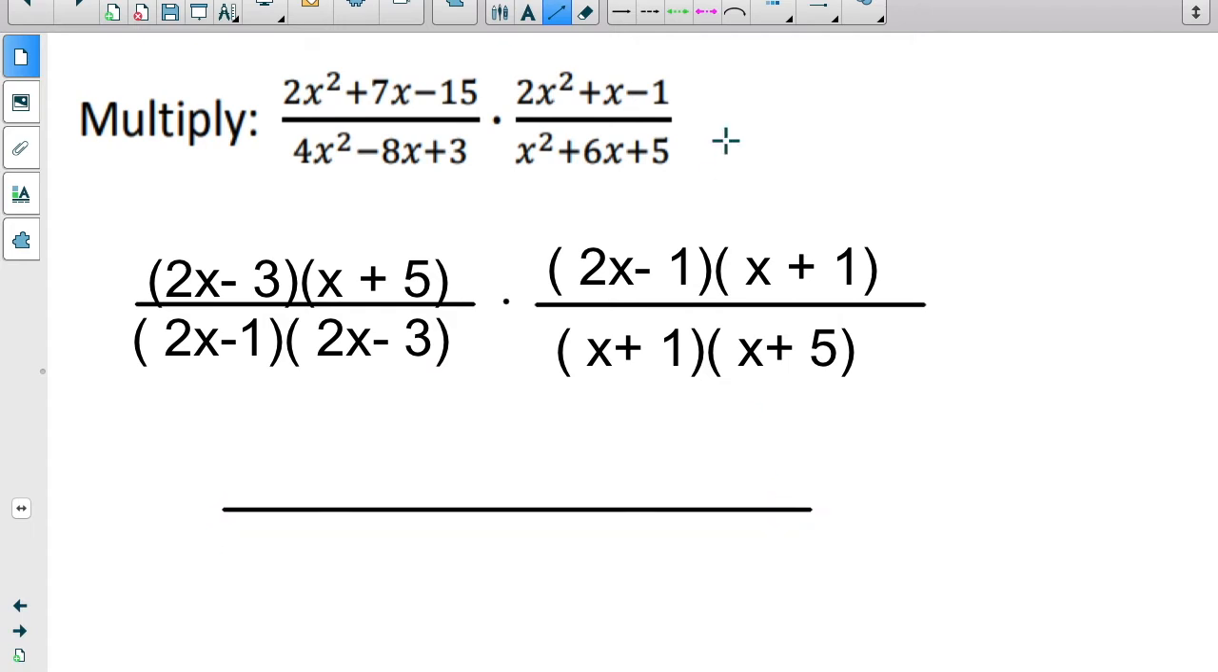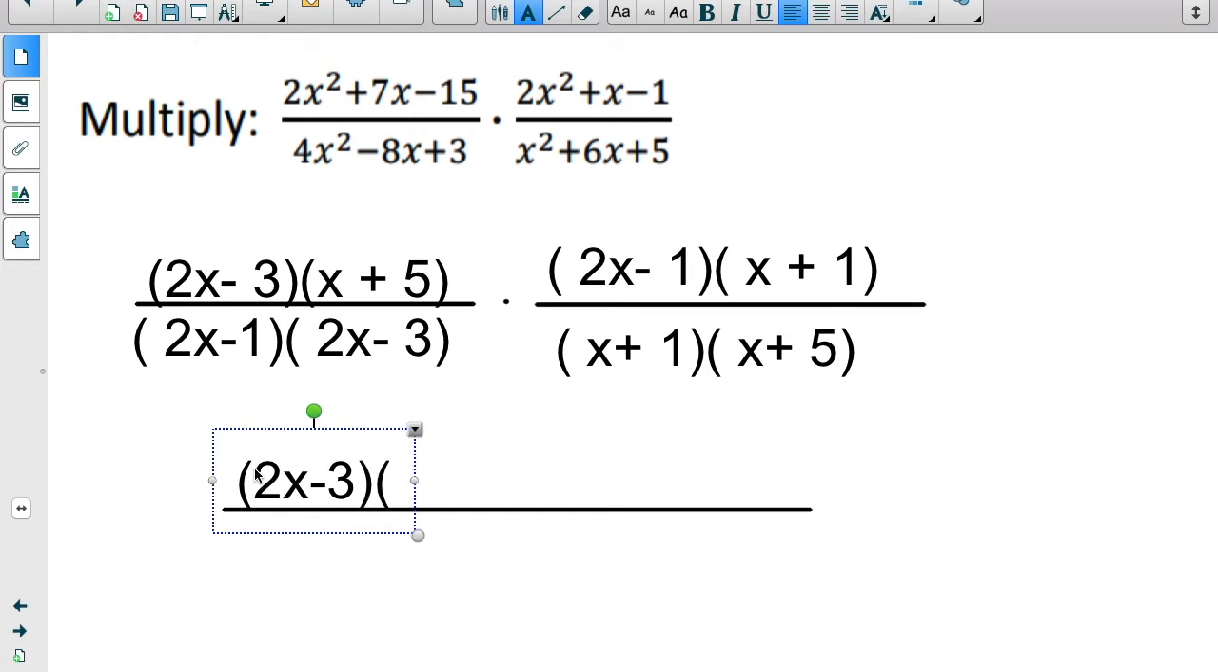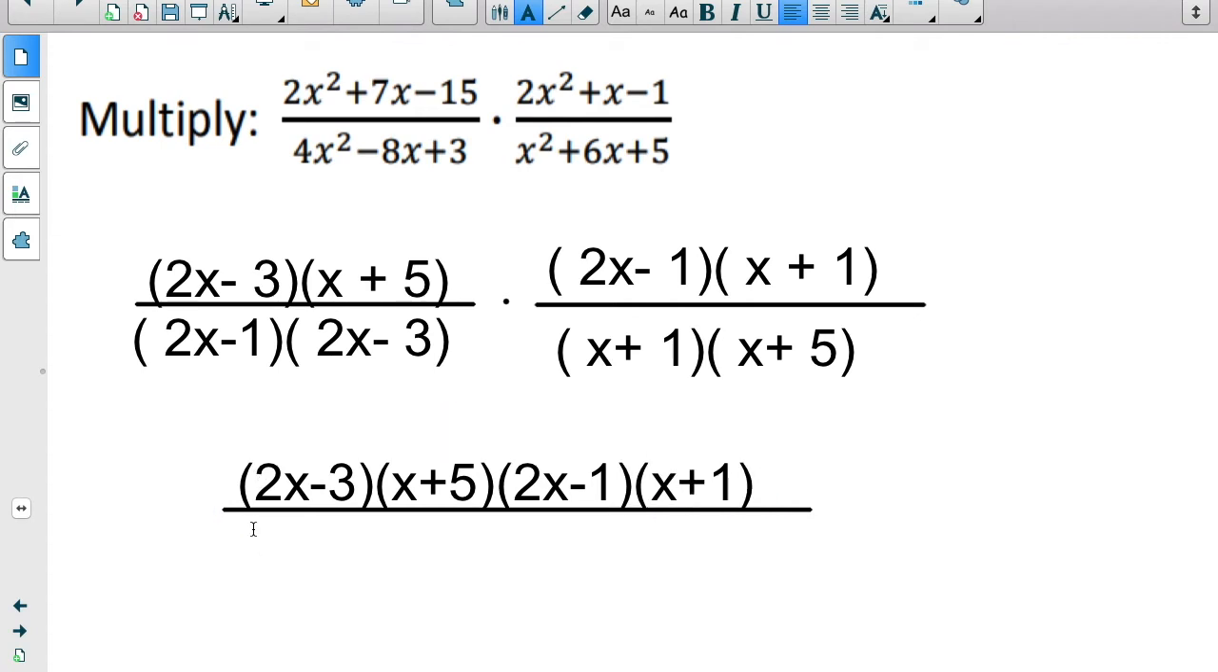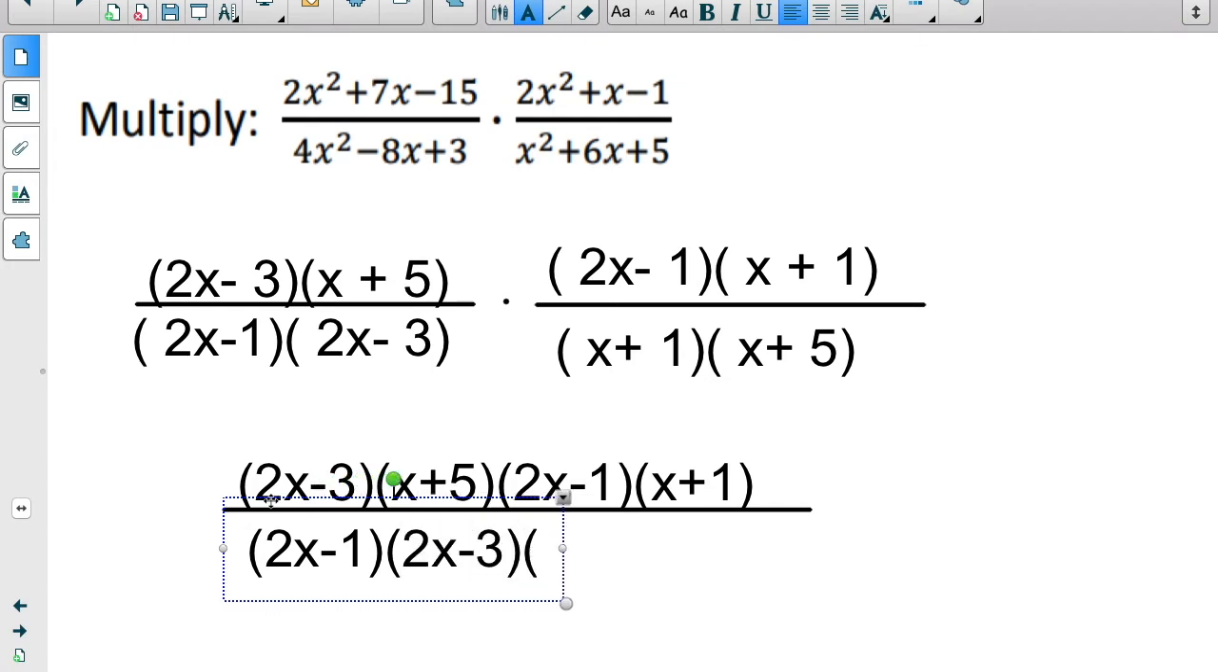Now again, we can multiply this and have these all on the same equation, on the same set. So it'd be 2x minus 3 times x plus 5 times 2x minus 1 times x plus 1. And in the denominator, we'll have 2x minus 1 times 2x minus 3 times x plus 1 times x plus 5.